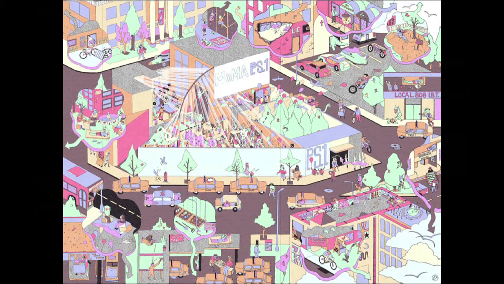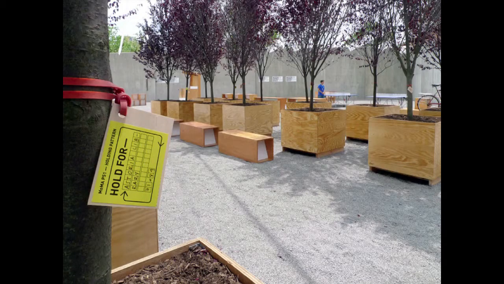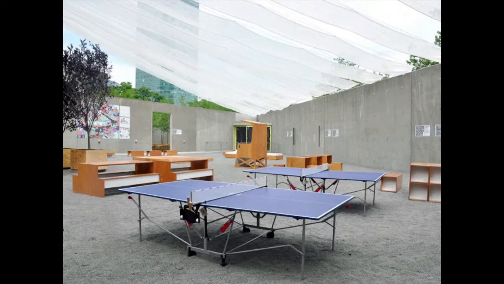So during the months leading up to the project, which Interboro called Holding Pattern, the architects surveyed the neighborhood, asking institutions what they needed. The taxi drivers wanted a ping pong table. The ballet school needed new mirrors. The senior center wanted benches. Interboro purchased or designed these items using the installation budget and held them in PS1's courtyard for the summer. Their eventual recipients were invited to use them, give performances, host readings, and take part in the cultural life of the museum.